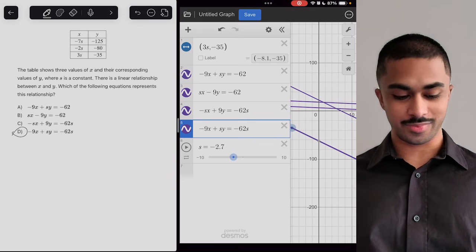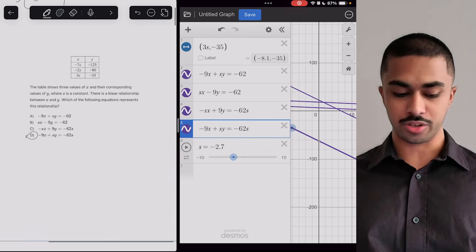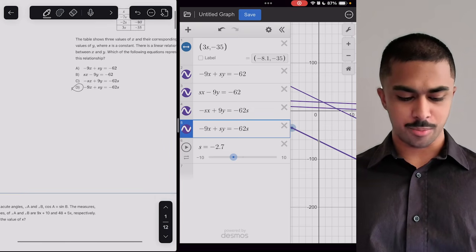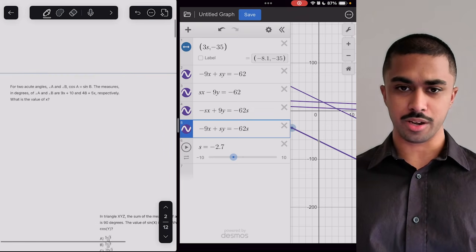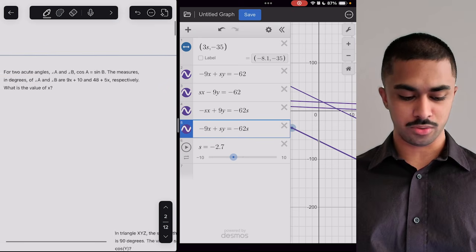That's our answer. That's the easiest way to do this question that I know of. I'm basically going to try to show you the easiest ways for all of these questions as we go.